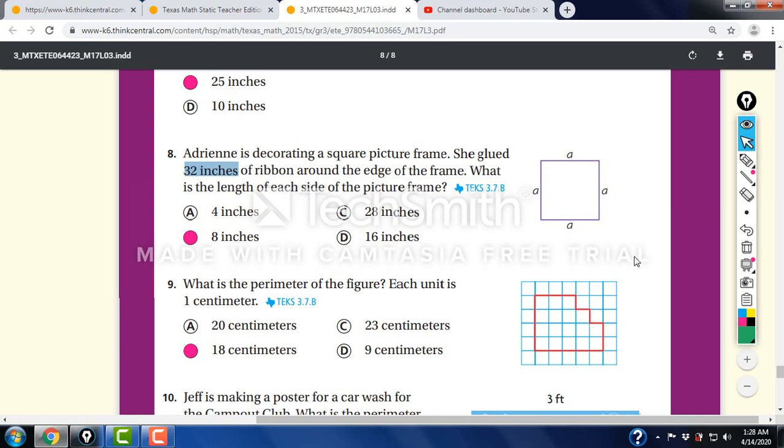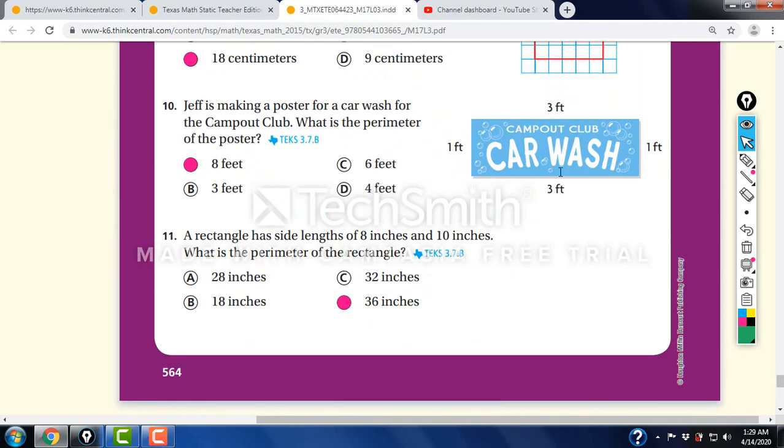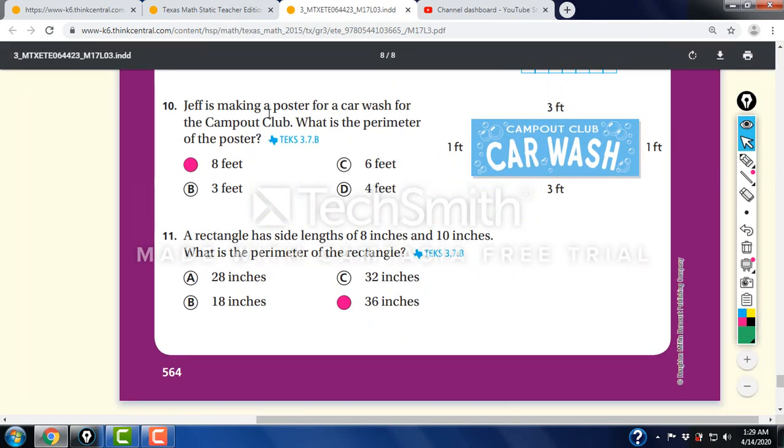On the perimeter here, the key for this one is to count these right here. If you remember from the workbook, that's the key because these get overlooked a lot. And your answer was 18 centimeters. And if we look at this one, you were looking at this drawing right here. Jeff makes a poster for a car wash at the camp out club. What is the perimeter? We're just adding, and that's 8.